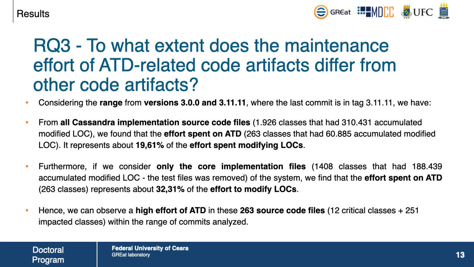When we consider all Java files from the main folder analyzed, we found that the forward span on ATD represents about 1961% related to a forward span in modified locks for each file. Furthermore, if we consider only the core implementation files, we found that the forward span on ATD represents about 32.1% related to a forward span in modified locks for each file. Hence, we can observe a high effort of ATD in the critical classes and their impacted files.